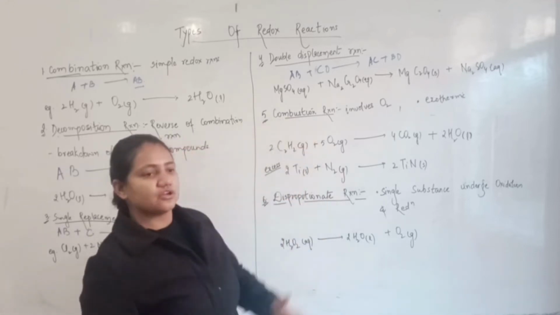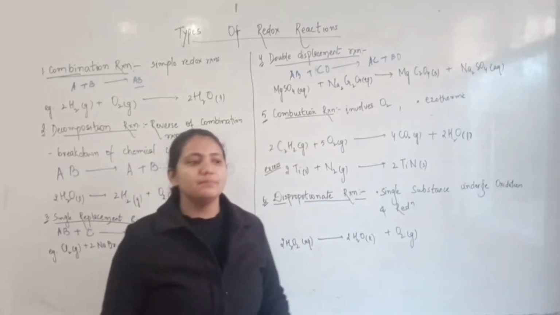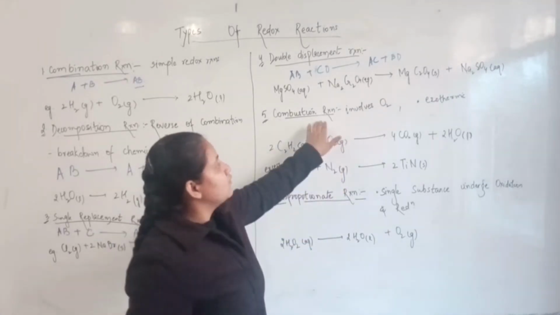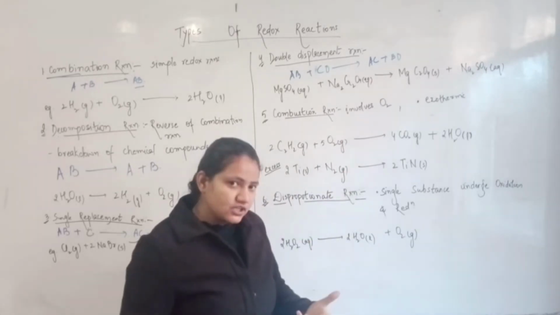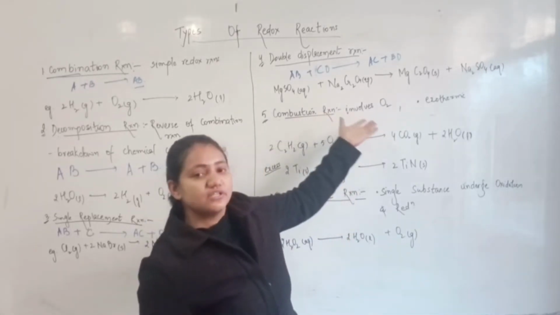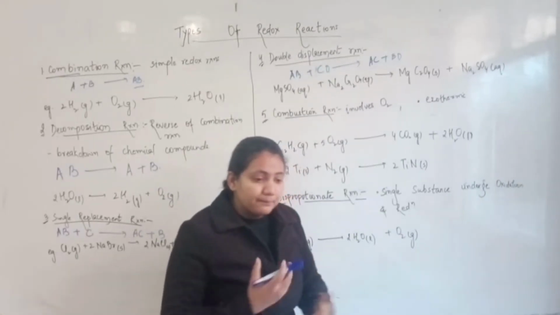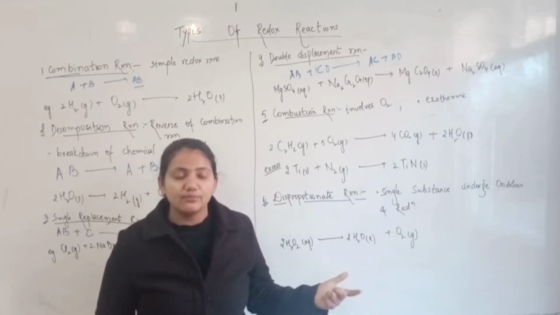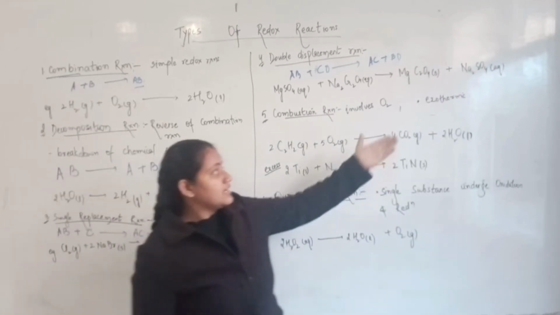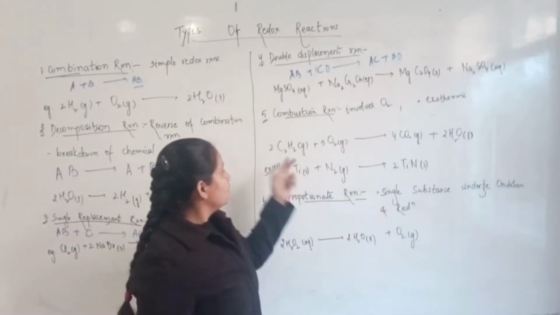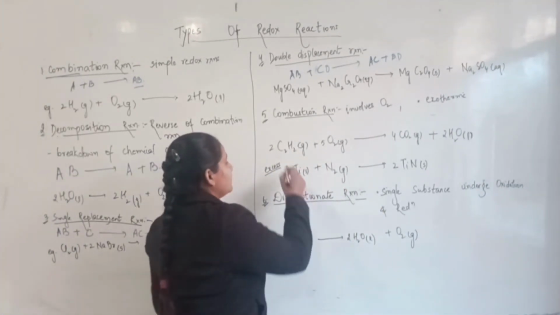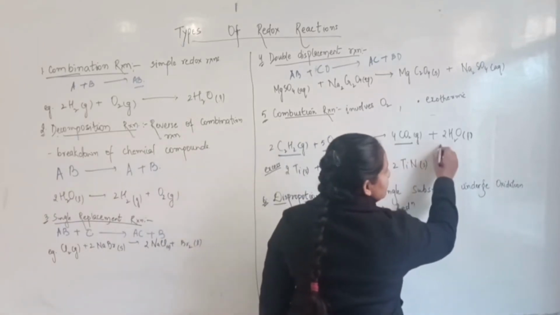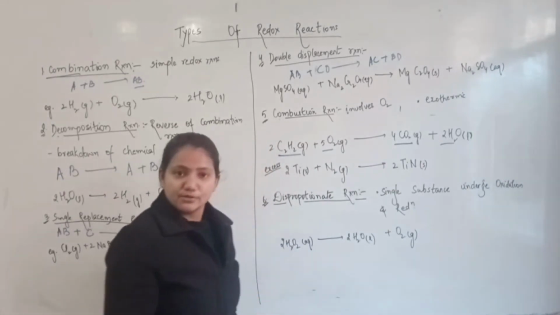Moving on, the combustion reaction. We all know what combustion is: combustion is when we burn something. Burning takes place only in the presence of oxygen, so the combustion reaction also needs oxygen. It also liberates a high amount of energy, sometimes in the form of heat, whenever burning takes place. So it is highly exothermic. Let's take the example: when ethene reacts with oxygen, it forms carbon dioxide plus water. This is nothing but the combustion reaction.